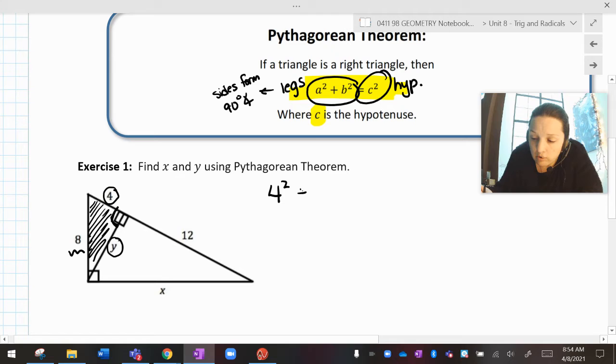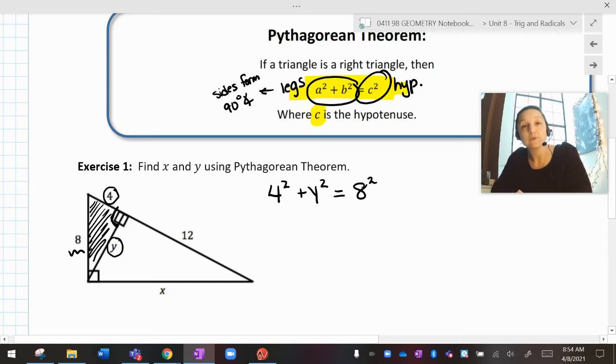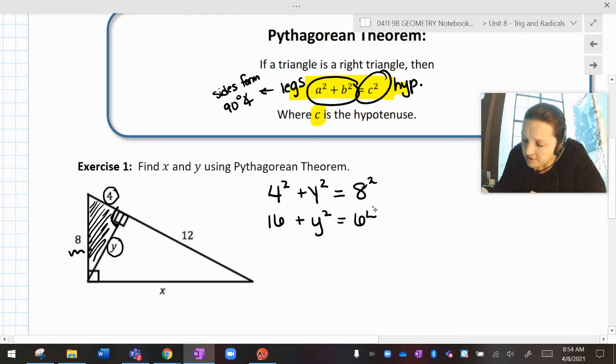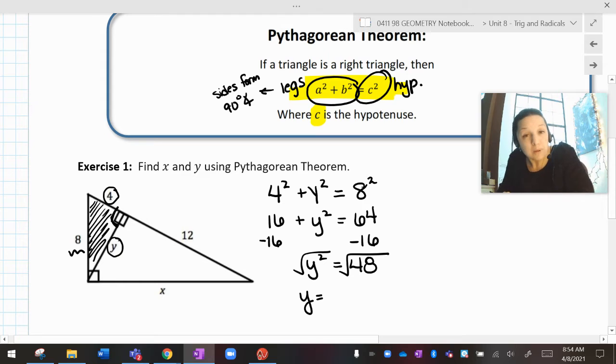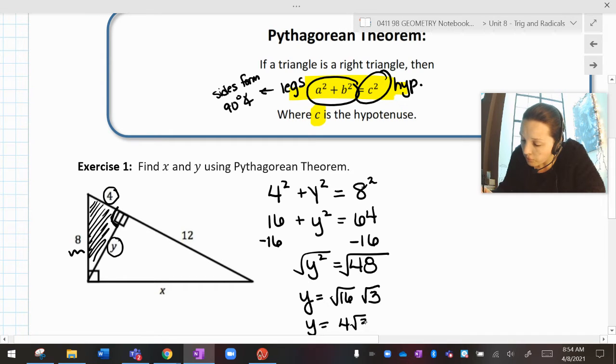So a squared plus b squared equals c squared would be 4 squared plus y squared is 8 squared. And now I'm just going to solve. So 4 squared is 16, 8 squared is 64. I will subtract 16 and get y squared is 48. Square root both sides. And then 48 can be reduced. 48 is 16 times 3. So then I would get y equals 4 root 3. Okay.